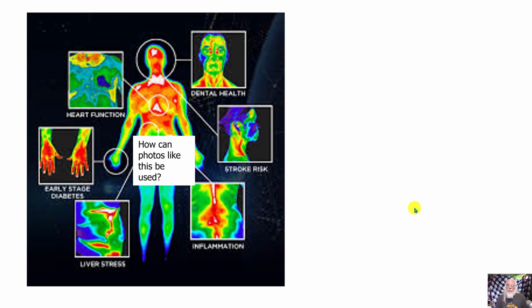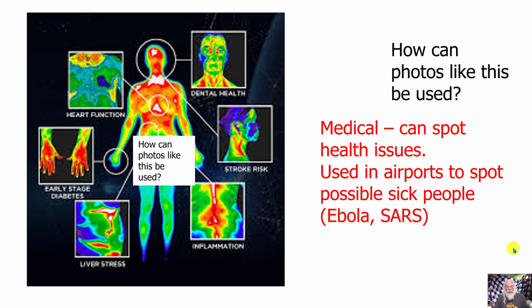What do you think about this one? How could an infrared photo of a person be used like this? Well, it could be used for medical use. Possibly you can spot some health issues by looking at the temperature of a person's body. Like, for example, airports can use scanners to spot people coming in from other countries who might be sick. Maybe they could even have Ebola or SARS. In this diagram, you could see that maybe early stage diabetes can be spotted with extra thermal energy emitting from people's hands. So, interesting thoughts.